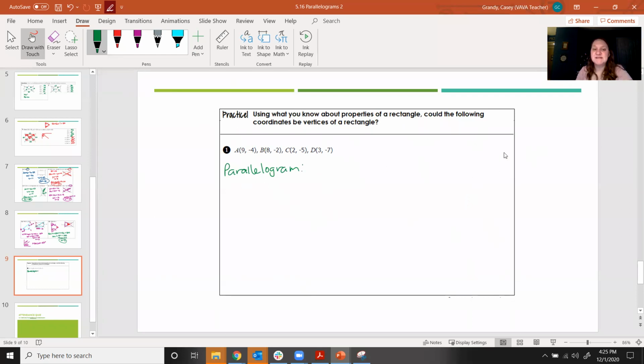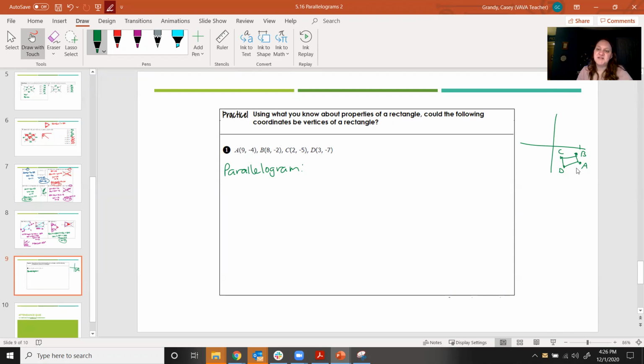So let's sketch this thing. Do a little mini sketch here. 9, negative 4. So A would be down here. 8, negative 2. 2, negative 5. And 3, negative 7. And if you were using graph paper, it probably looks a lot nicer than this. But I can see that I don't have any vertical or horizontal lines, so counting blocks is not going to be an option here.